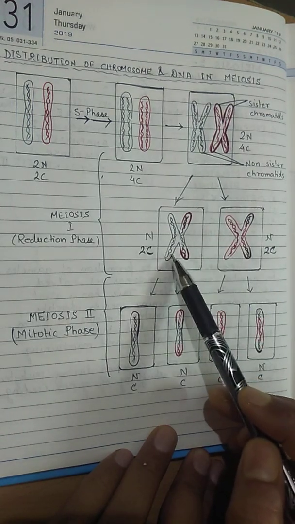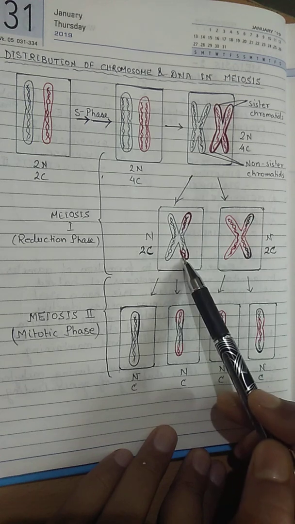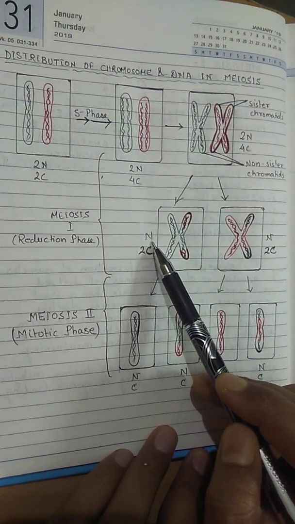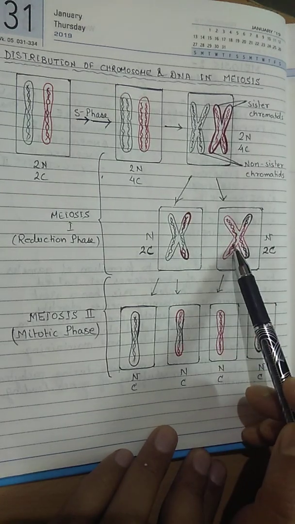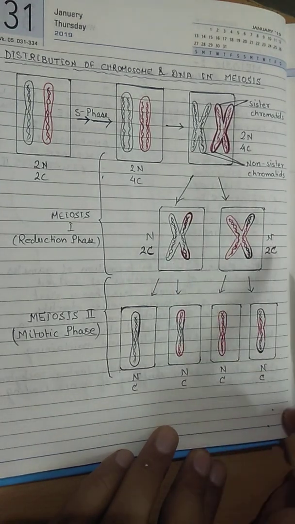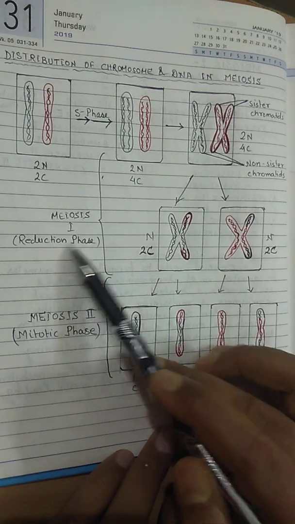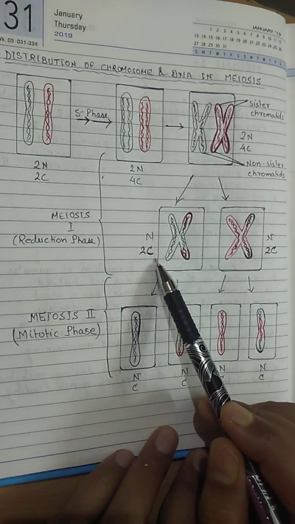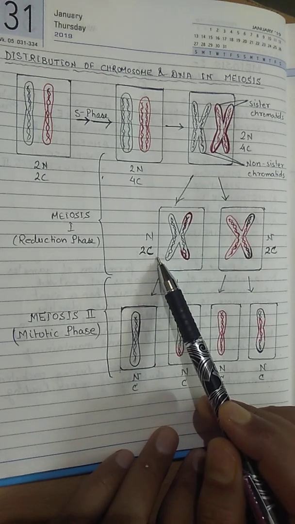So though there are two chromatids, how many chromosomes is this? One chromosome. That's why the chromosome number has become haploid, n. Here also one chromosome comes this side, so n. So chromosome number has become half. That's why we call it the reduction phase. But if you look at the DNA, the amount still remains twice C.